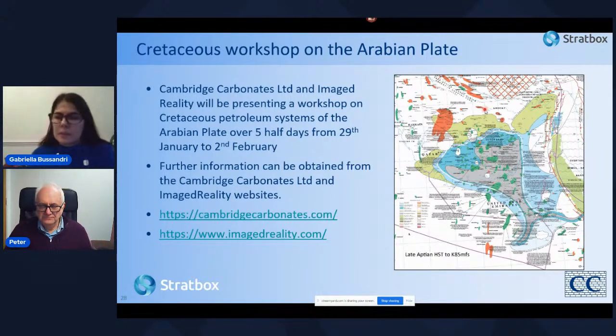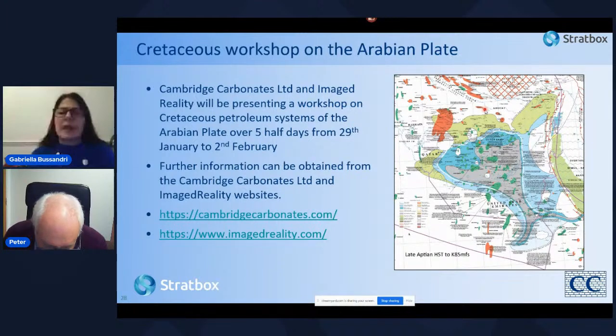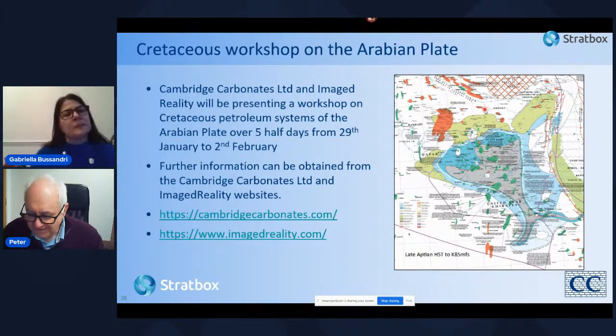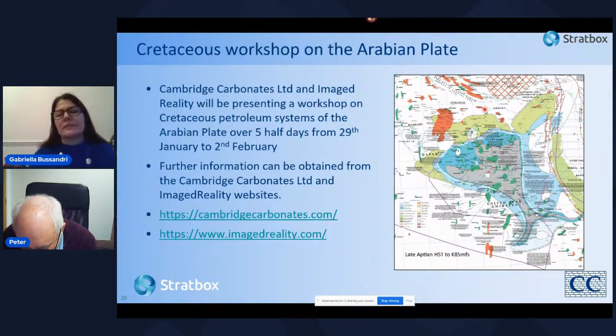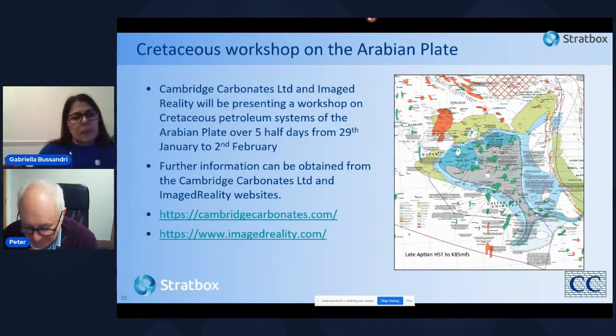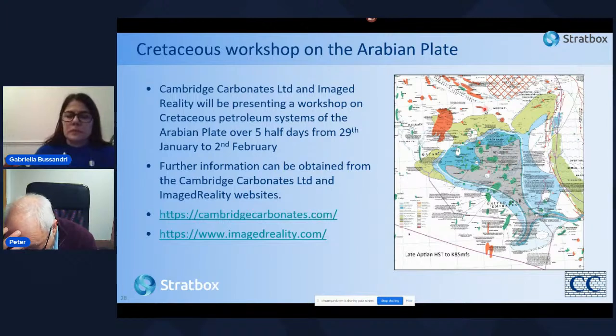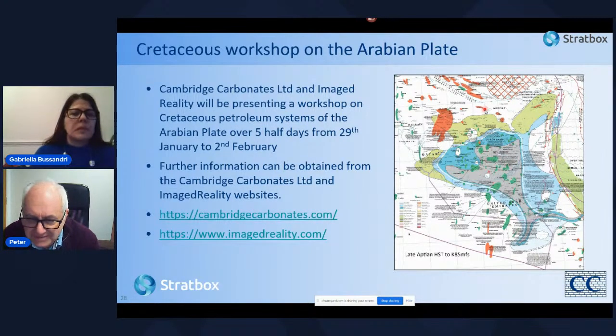There aren't any specific questions that I can see there. I have seen another one come in, though, which is this, Peter, could you please explain again how the paleogeographical maps are constructed? Okay, thank you. The first thing we need is a robust sequence stratigraphic framework so that we can confidently correlate all the maximum flooding surfaces across the plate.